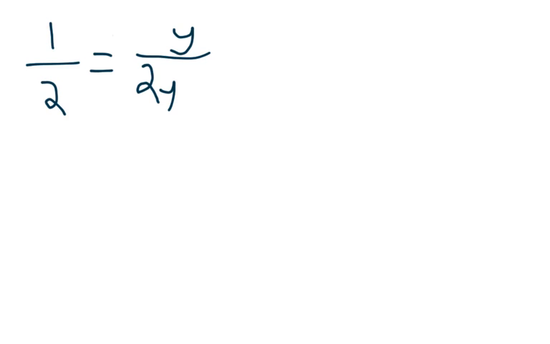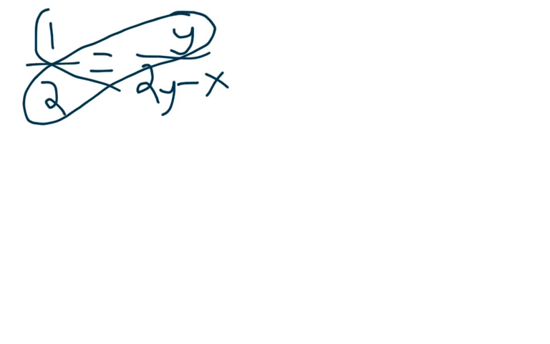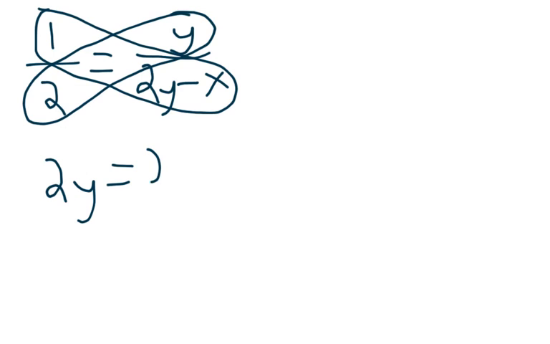So this is how it should look. So it's 1/2 equals y over 2y minus x. Now, we have fractions on both sides, and your next step is to cross multiply because you can't do anything else with it. So you multiply 2 to y and 1 to 2y minus x. And that should get you 2y equals 2y minus x.